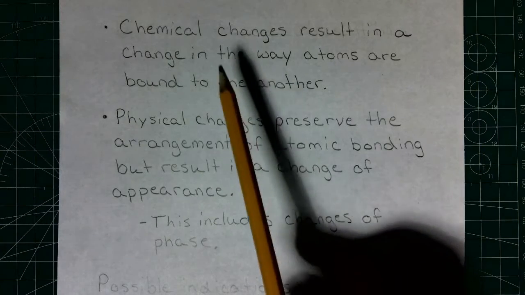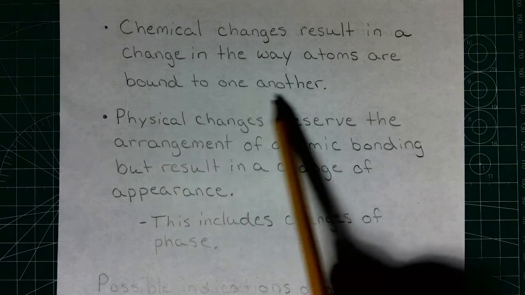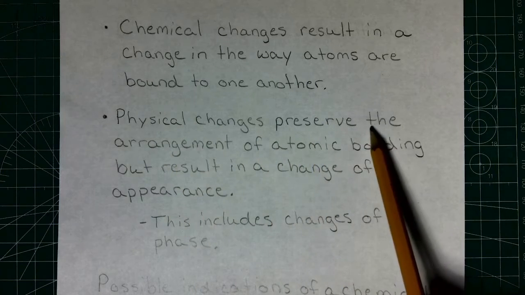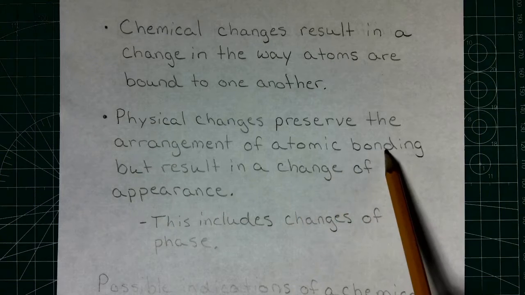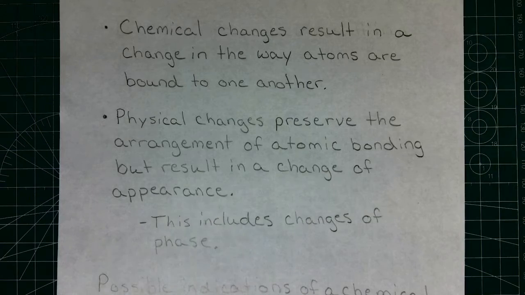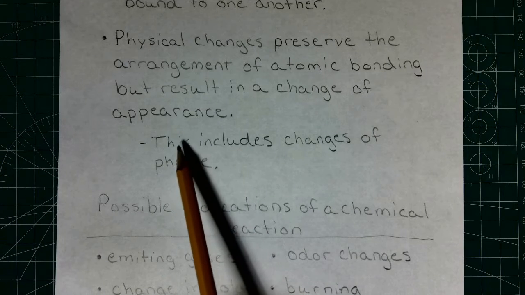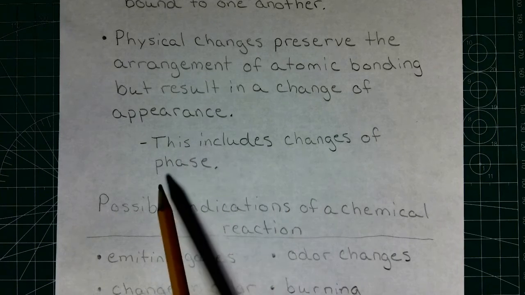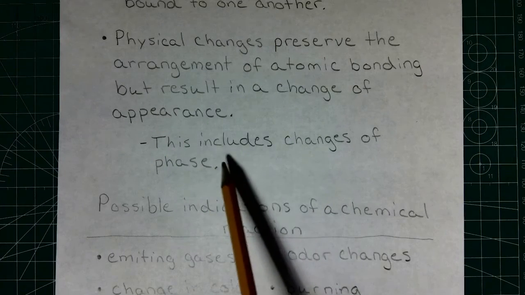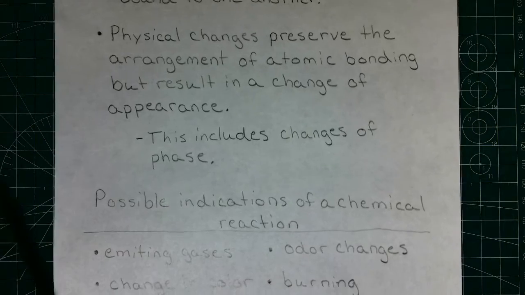So chemical changes result in a change in the way that atoms are bound together, in this case, and physical changes are going to preserve the arrangement of atomic bonding, but usually result in a change of appearance of the material. So physical changes include changes of phase. So when you move from one phase to another, it's a physical change. The atoms that make it up aren't bound together any differently, but they do look different between the beginning and the ending.